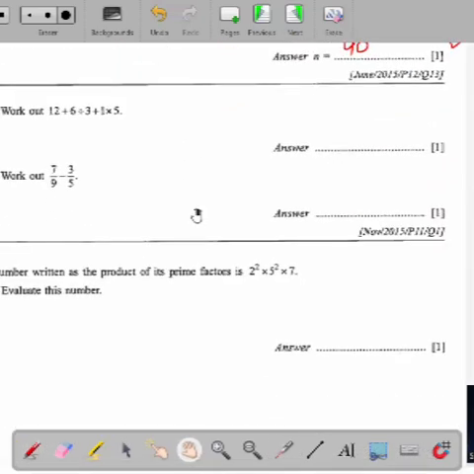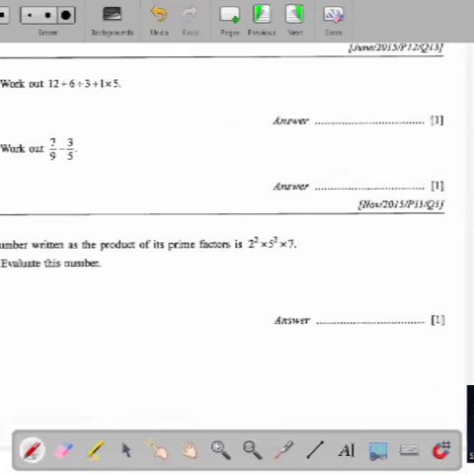Now work out according to the BODMAS rule, which I have already told you. BODMAS means brackets, powers of, division, multiplication, addition, and subtraction. There are no brackets, ignore it. There is no power, ignore it. Then division is available: 12 plus 6 over 3. 6 divided by 3 gives 2, plus 1 multiplied by 5. Now multiplication: 1 times 5 is 5, plus 2 plus 12. So 12 plus 2 is 14, plus 5, I'm getting 19.